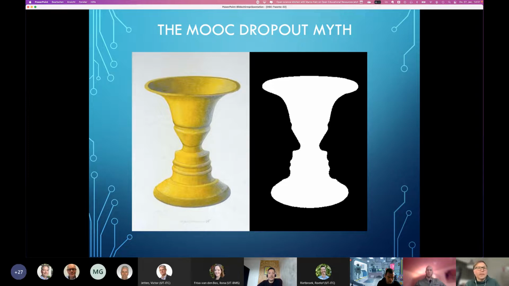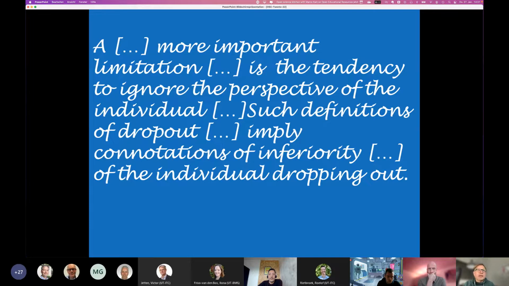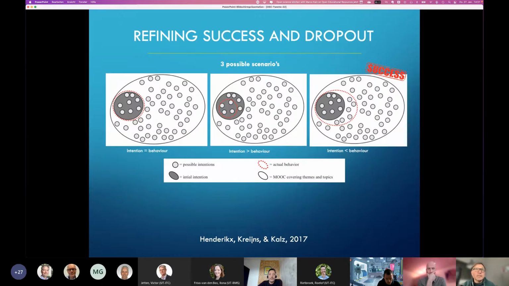And we built here on work from the open university context from Vincent Tinto, who said, it's an important limitation in the work on dropout that there is a tendency to ignore the perspective of individuals. Such a definition always implies a connotation of inferiority of the individual dropping out. That was exactly the starting point. And by the way, that's from '73. Interesting, a very, very old quote that we built on. And we tried to develop something different. We tried to measure learning success in MOOCs not on the basis of achieving certificates or completing course parts, but on setting individual intentions.